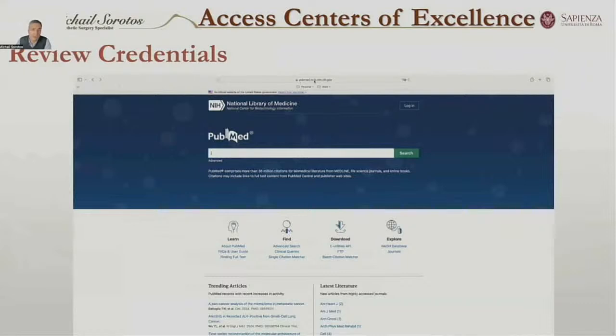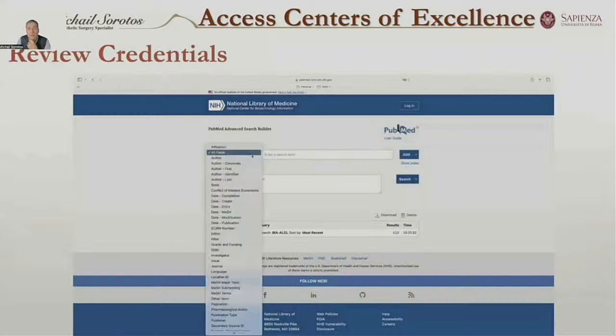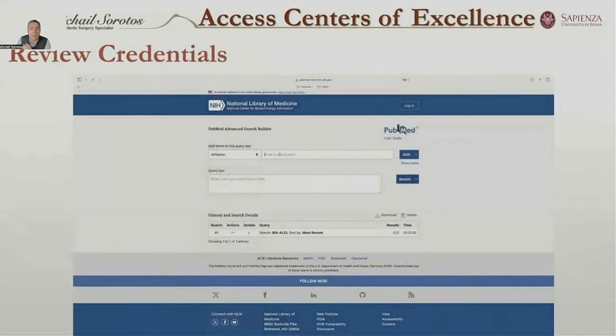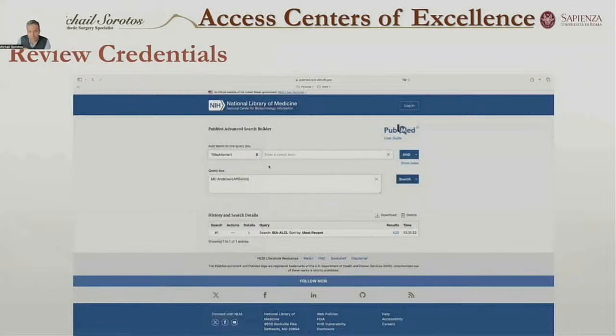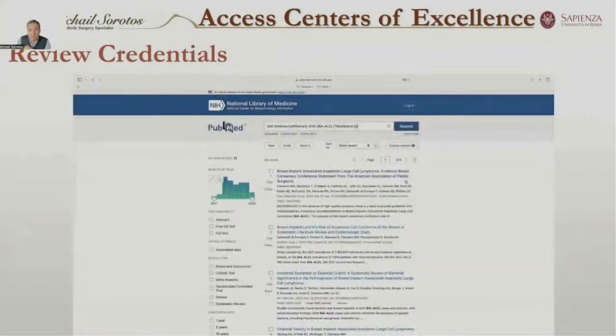Once we do that, we have to go and look for the credentials of the Center of Excellence. And we can do that by checking, for example, on PubMed. If we go on the advanced query box, we can find that the affiliation MD Anderson and the title and abstract with BIA-ALCL will give us all the manuscripts that are published by the MD Anderson on BIA-ALCL. We can see that we have 46 manuscripts that are published.